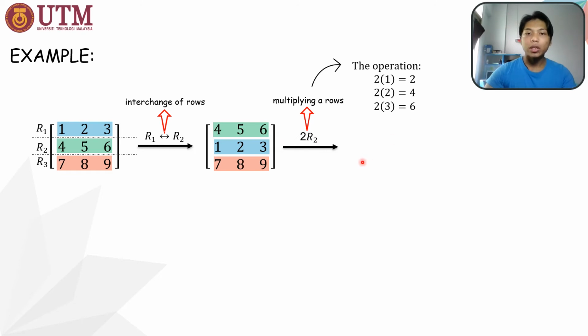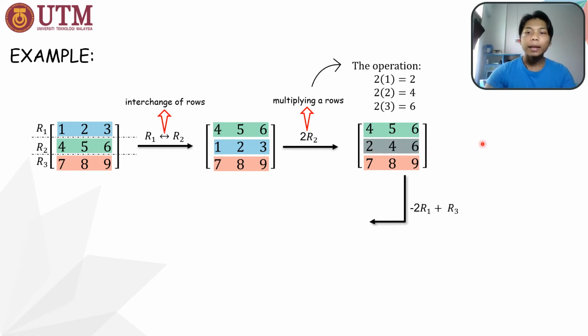Okay, that's the operation. So what is the result of this operation? You can see that row 1 and row 3 remain constant because I do not touch row 1 and row 3 of the matrix before. So the only change is row 2, which is 2, 4, and 6.